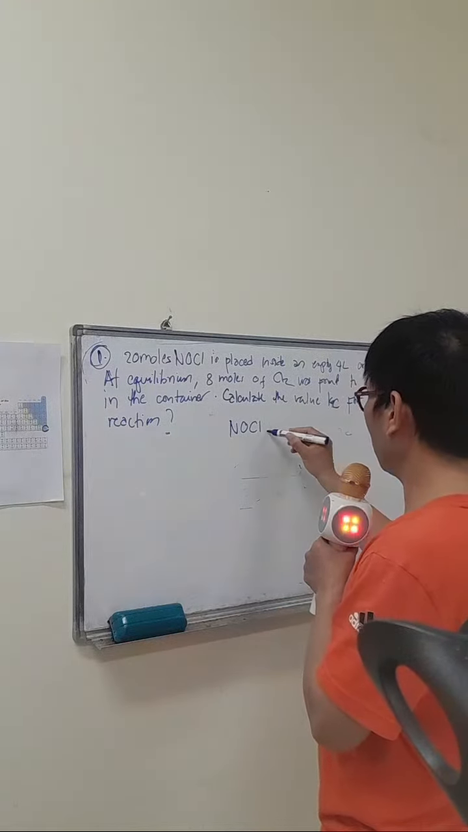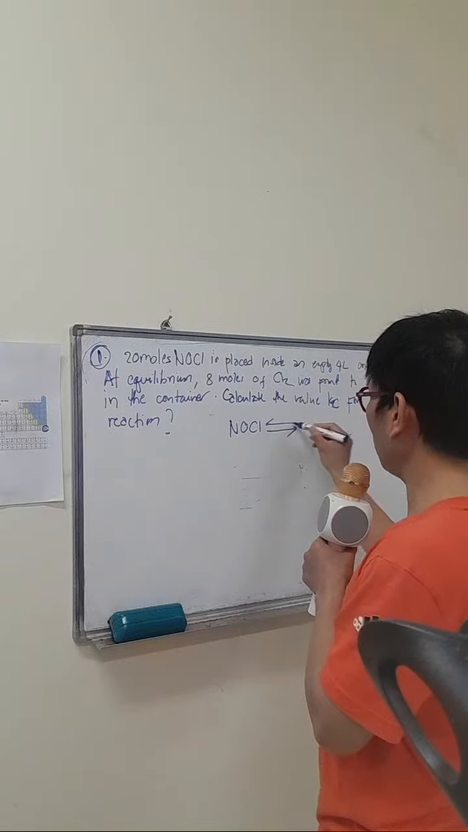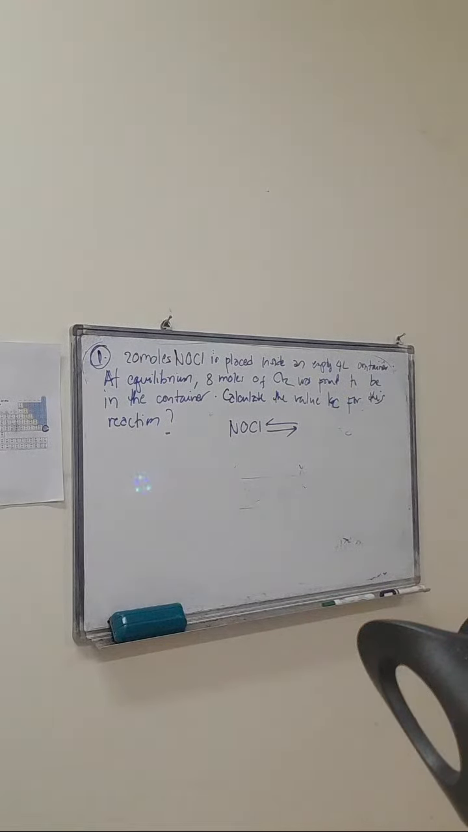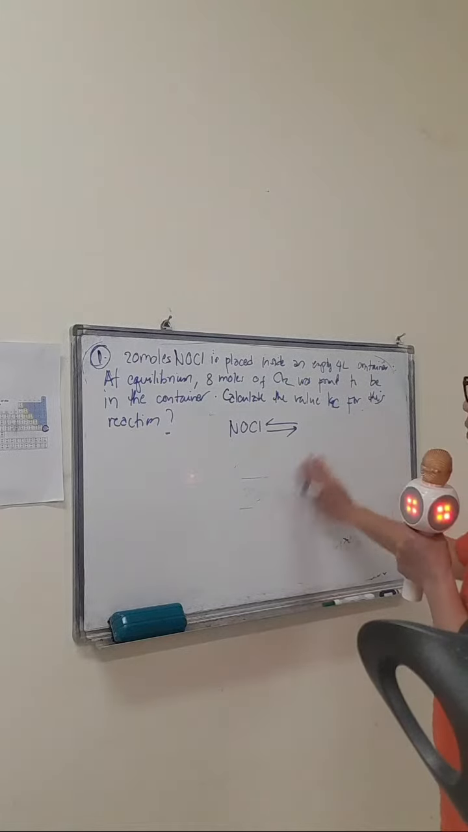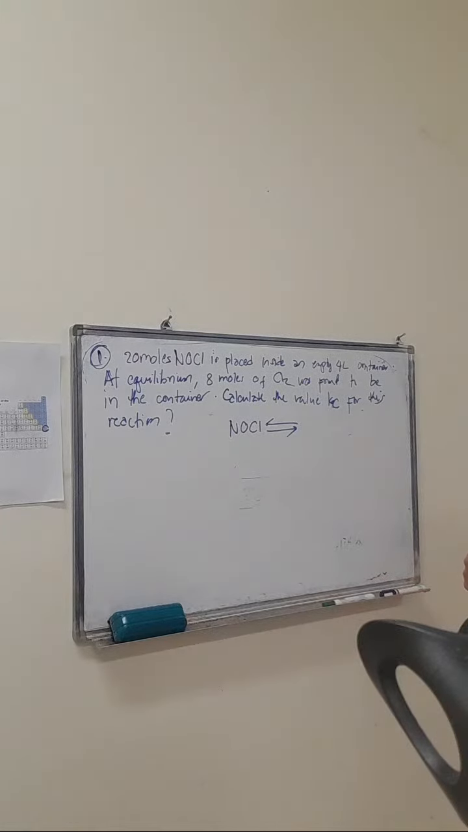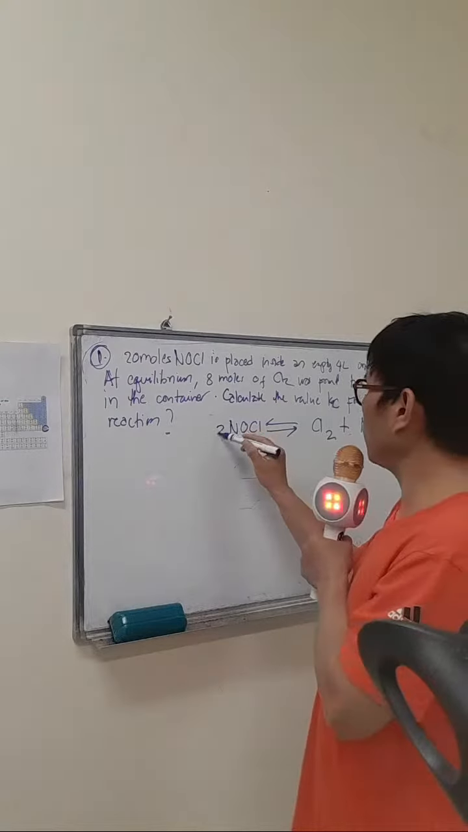NOCl reaction. This is a decomposition reaction, so let's analyze. Chlorine gas will automatically be here, and then we have NO. I think so, because if we try to put NO2, it will not be balanced, right? So it's NO, nitric oxide, with chlorine gas, Cl2.